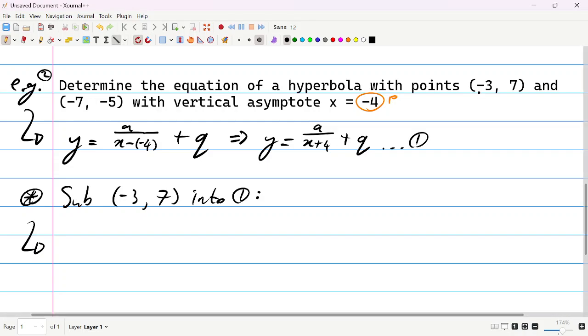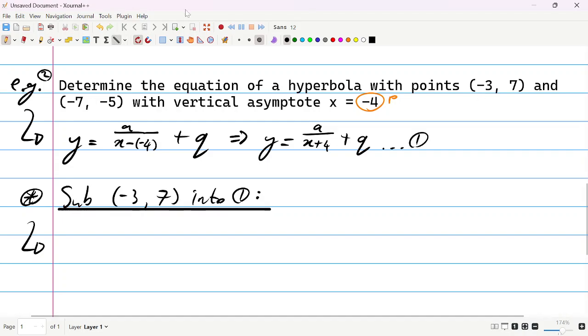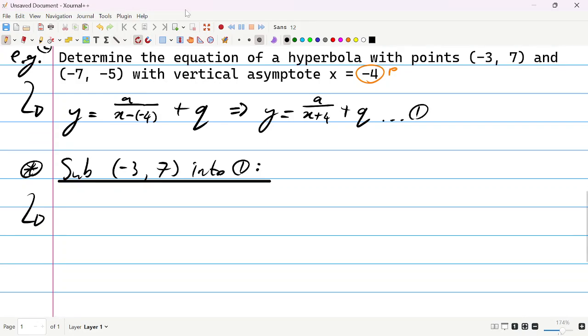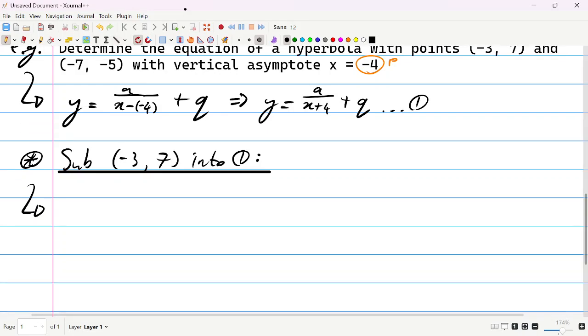So now from here, what we are going to do is just sub in and then simplify as much as we can, okay? So then from here, we have what? x is equal to -3 and y is equal to 7. So therefore, 7 is equal to a over x, which is equal to -3 plus 4 plus q, okay?